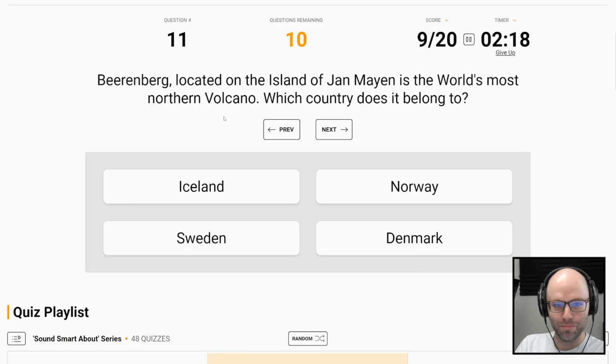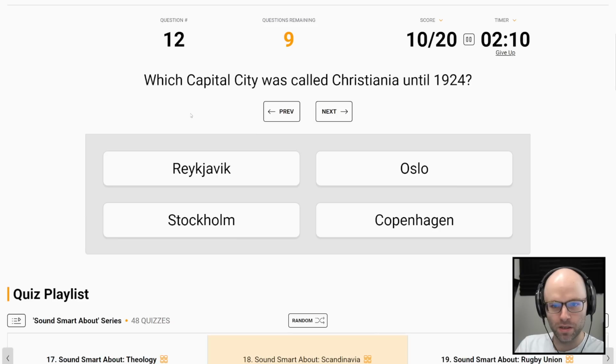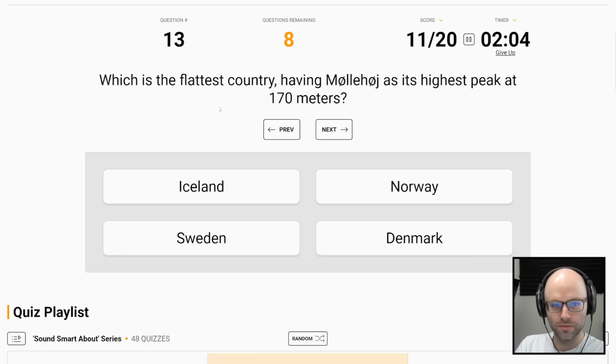Beerenberg, located on the island of Jan Mayen, is the world's most northern volcano. That certainly feels Norwegian to me then. Which capital city was called Christiania until 1924? I believe that's Oslo. Which is the flattest country?